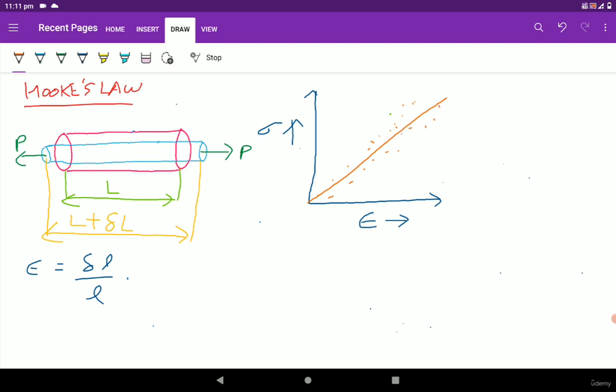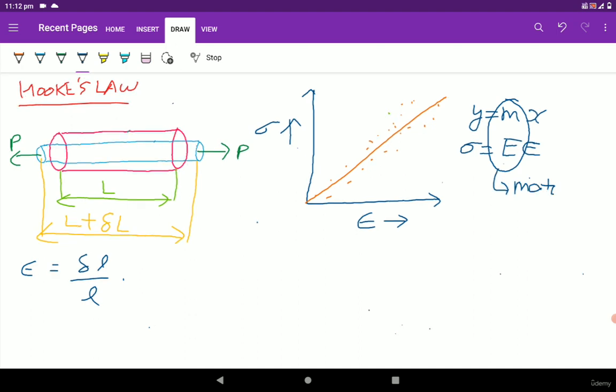So we can see that it is the equation of the slope of a line, which is y equal to mx. Similarly, sigma is equal to E multiplied by strain. So we can say that here the slope is the constant, that is m, and E. So we can say that it is a material property.